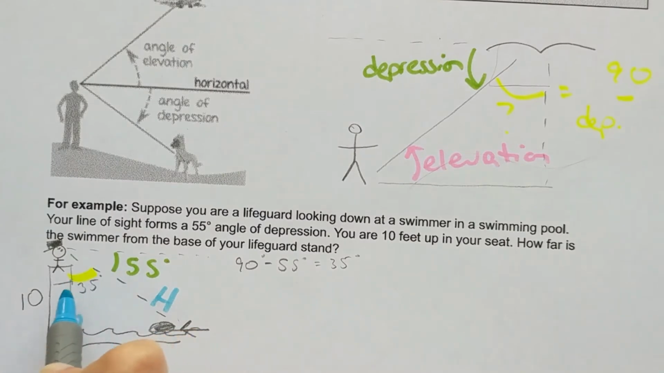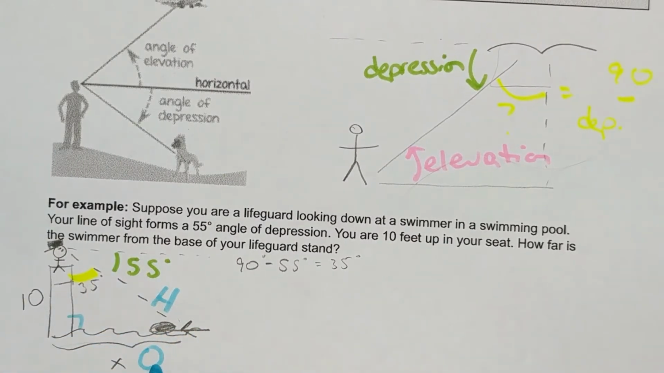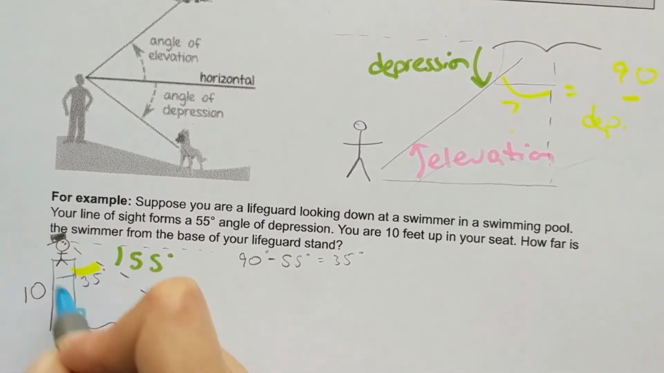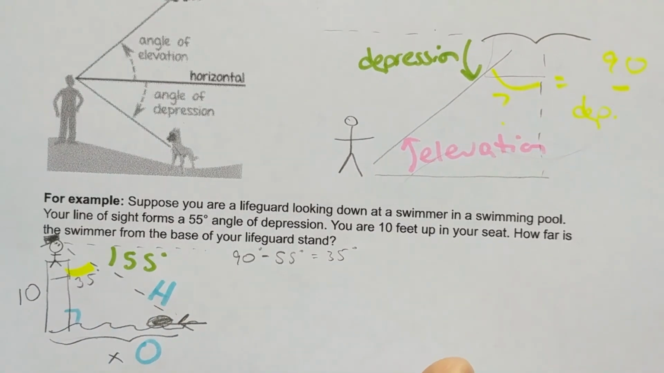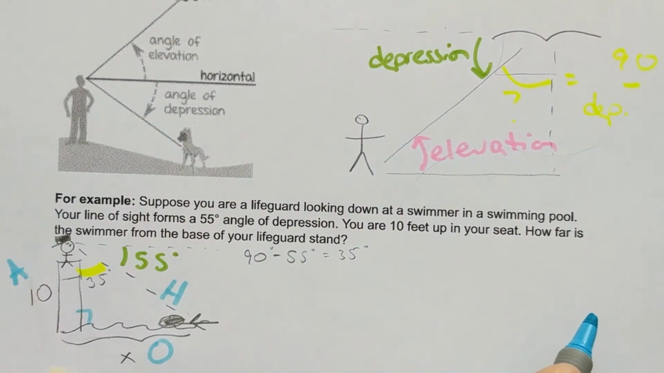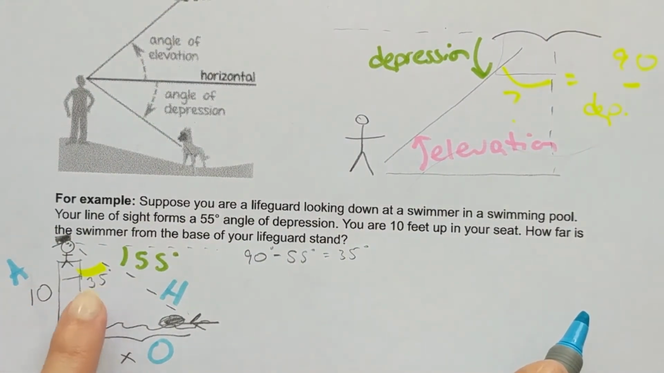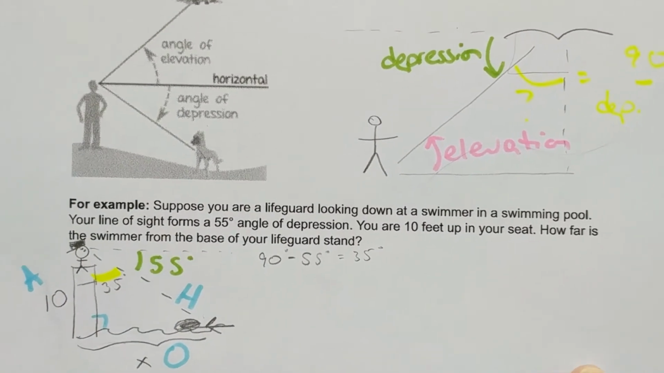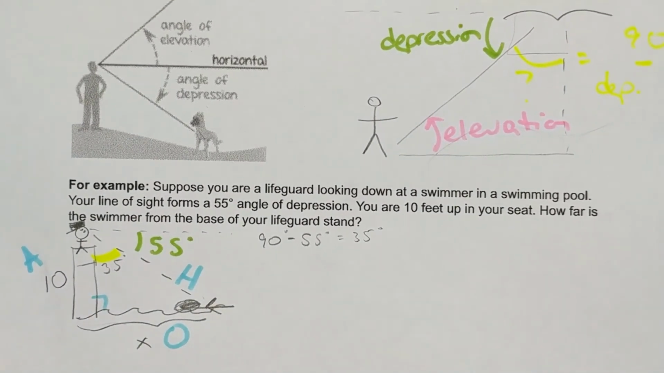This is my angle of interest, and therefore this side is going to be my opposite side because it is opposite the angle of interest. And finally, the 10, the height of the lifeguard stand, is going to be the adjacent because it is beside my 35 degree angle. So I have my hypotenuse, I have my opposite, and I have my adjacent.